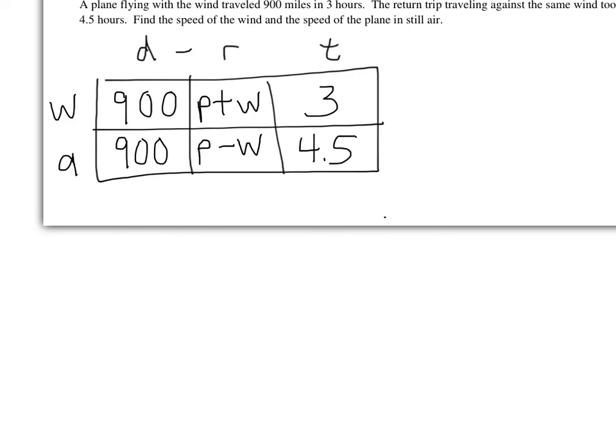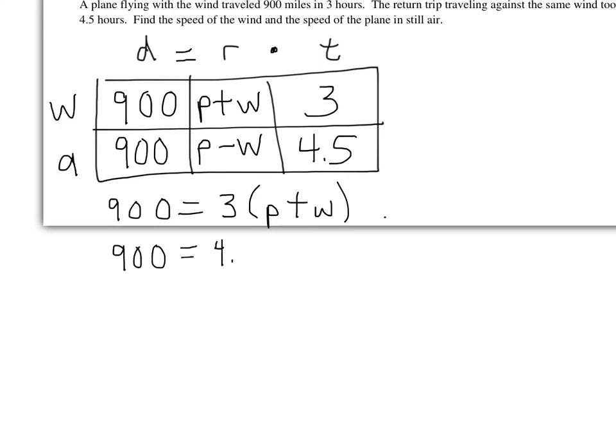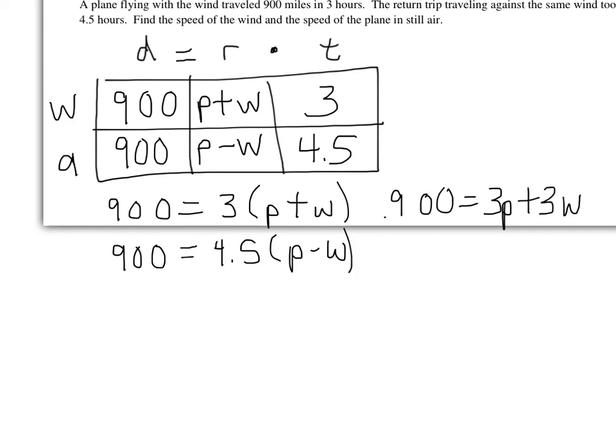We know that distance is rate times time. So that gives us 900 equals, I'm going to put that 3 first, and then the p plus w, or 900 is 4.5 times p minus w. So our first equation, let's get rid of the parentheses, 900 equals 3p plus 3w. The second equation, 900 equals 4.5p minus 4.5w.